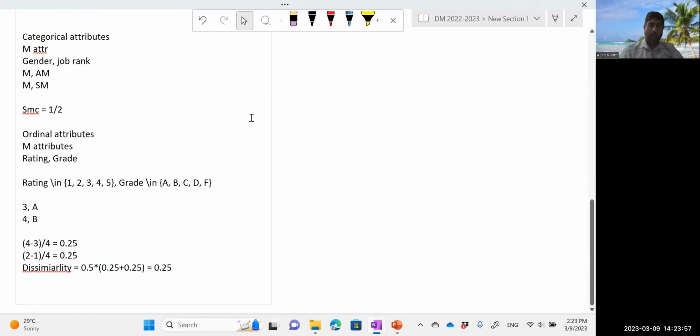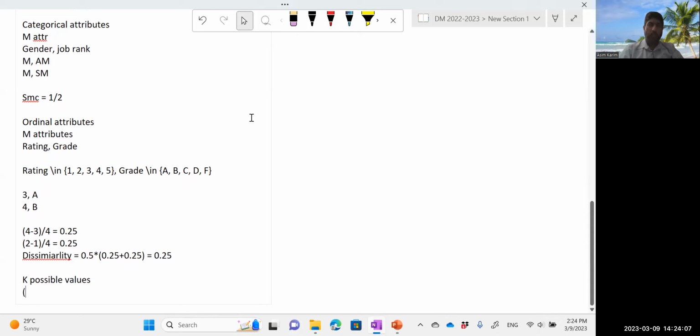So in general, for any attribute that has k possible values, you convert that into ranks, and then simply take the rank of the first observation, let's say 1, minus the rank of 2, divided by k minus 1. So this would give you the distance or dissimilarity between the two observations for that attribute. If you have multiple attributes, you need to combine them. Take the average.